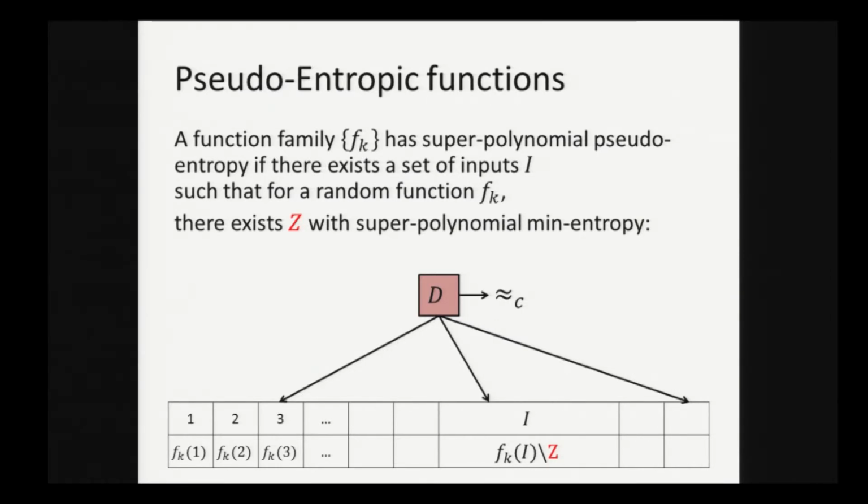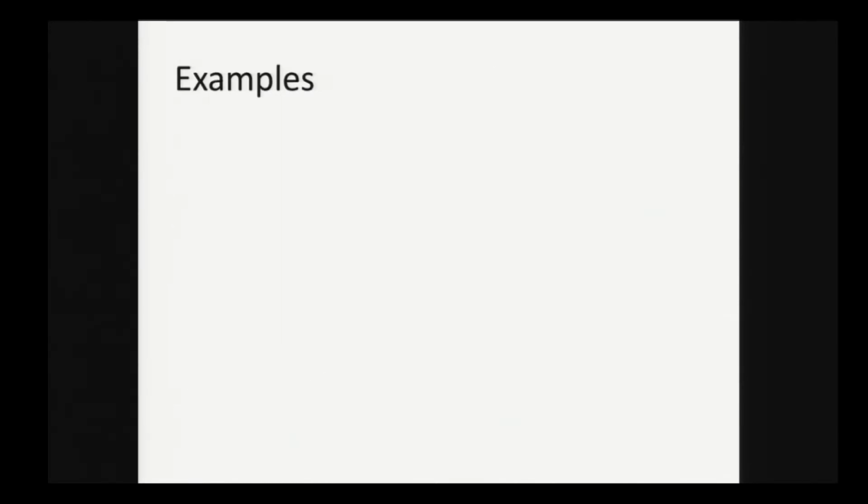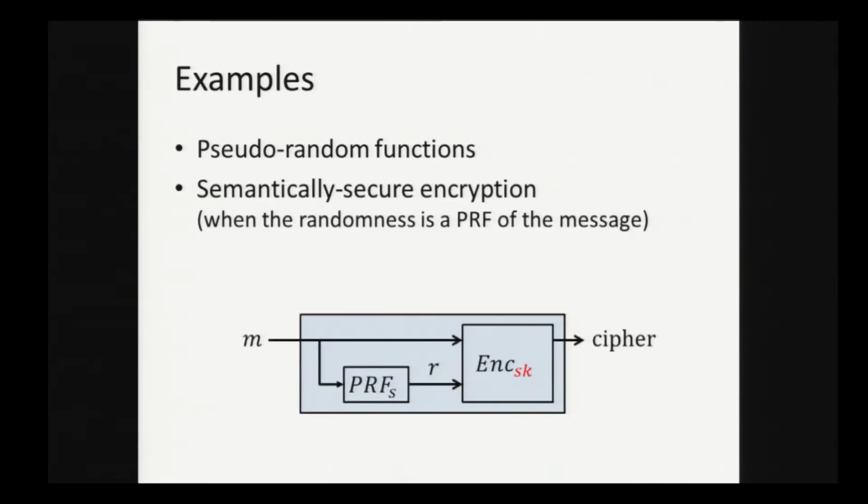OK, so let me give some examples of pseudo-entropic functions. First of all, any family of pseudo-random functions is also pseudo-entropic. But actually, the class of pseudo-entropic functions is much wider. For example, any encryption function, when we think about it as a deterministic function of the message that's deriving its randomness by applying a pseudo-random function on the message, will be pseudo-entropic. And this is exactly the type of functions that we often want to obfuscate, for example, when turning private key encryption into public key encryption.